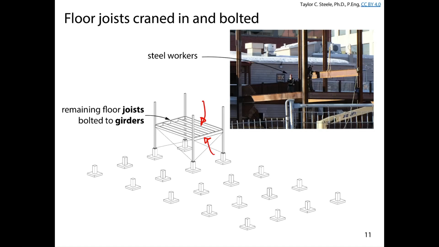So essentially the floor is going to run across the joists. The joists are going to be loaded more or less uniformly, and then those loads from the joists are going to be transferred to the girder at the points of the connections along the length of the girder.